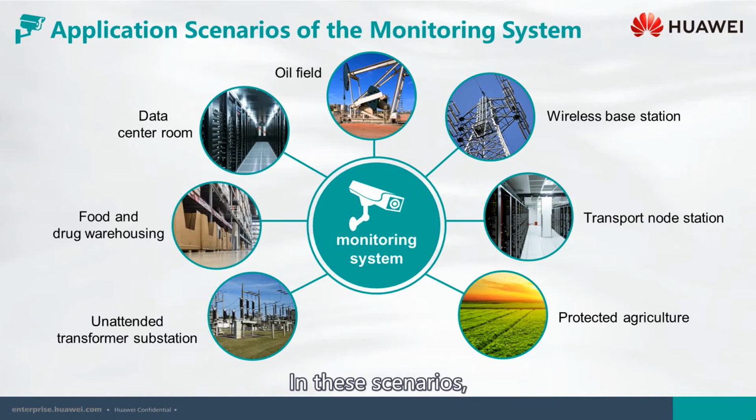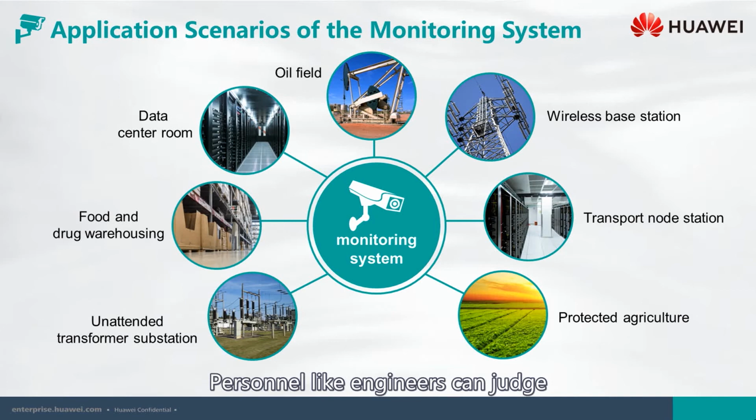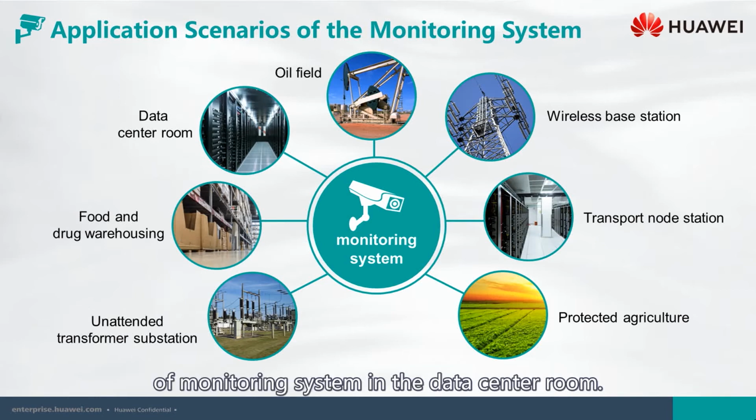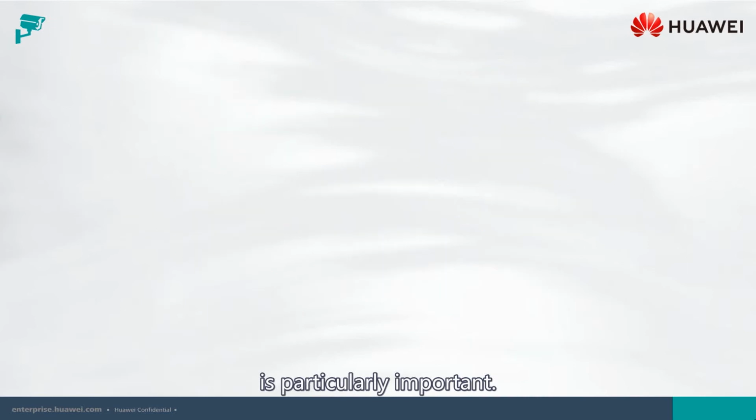In these scenarios, we will focus on the monitoring system of a data center room. Personnel, like engineers, can judge whether the devices are abnormal by the various parameters of the monitoring system in the data center room. Therefore, the monitoring system for a data center room is particularly important.